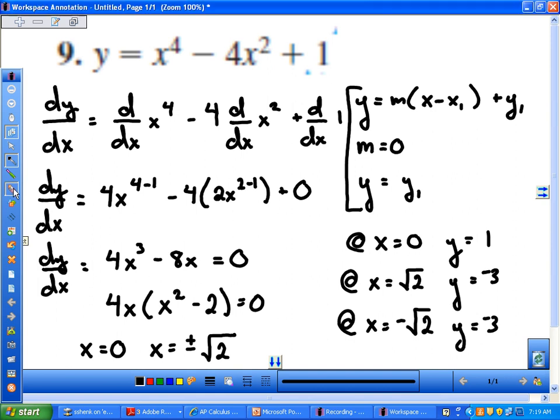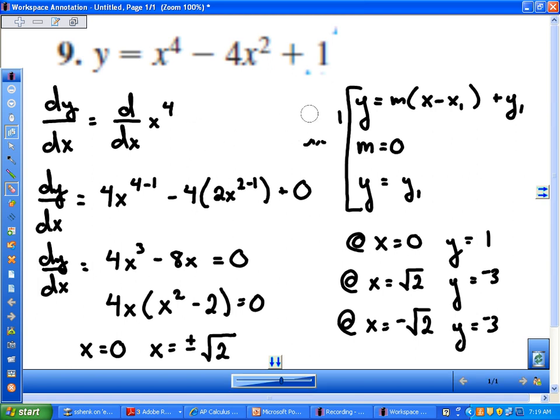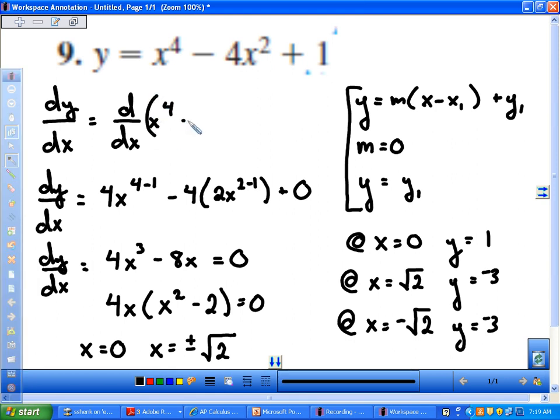Yep, absolutely. So what Trent is asking is, instead of doing this right here, instead of using the sum and difference rule to split all those up, could we just do d/dx of x to the 4th minus 4x squared plus 1? Absolutely you can. But this right here, can you skip this? No. Do not skip this.